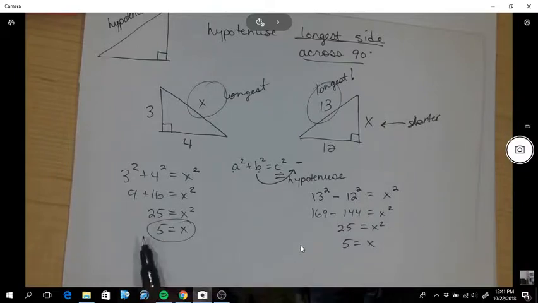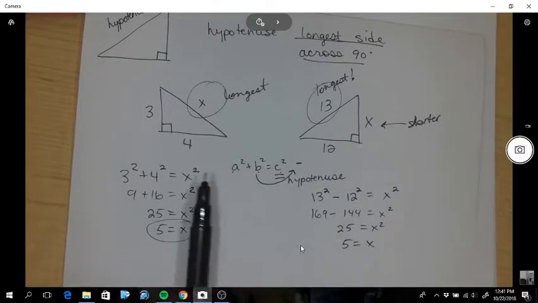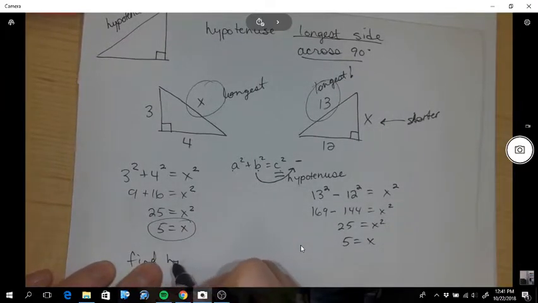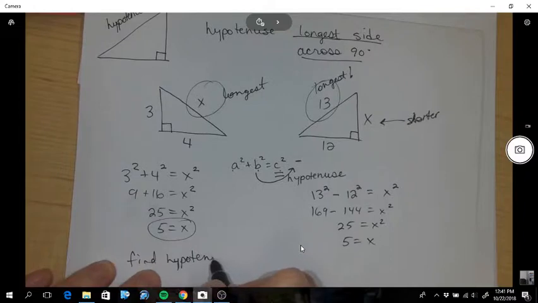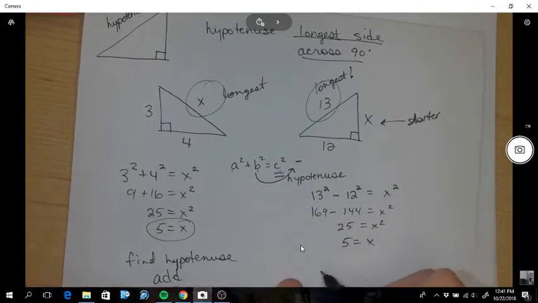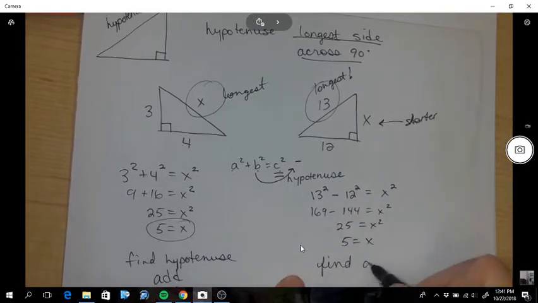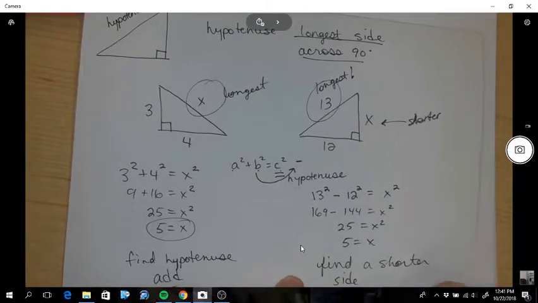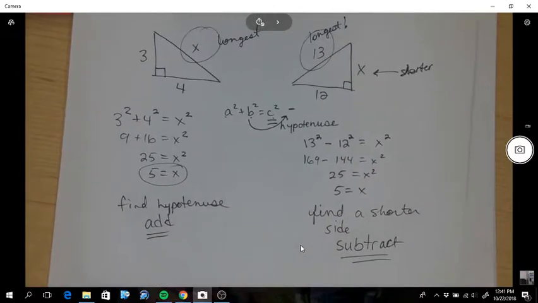Okay? So that's the biggest thing to know. When you find the hypotenuse, you add. When you find a shorter side, then you subtract. Okay, there's your rules.